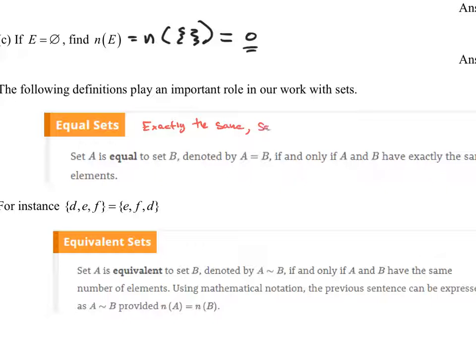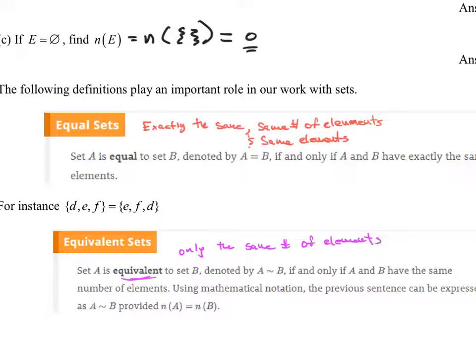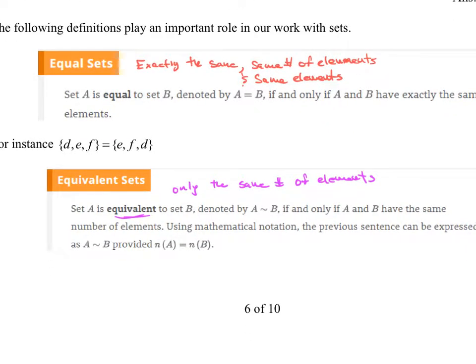Okay, it's the same number of elements in the same elements. What does equivalent mean? Equivalent means only the same number of elements. So, how do we denote equivalent? We do an A with this little squiggly sign, a B. That means equivalent right there.